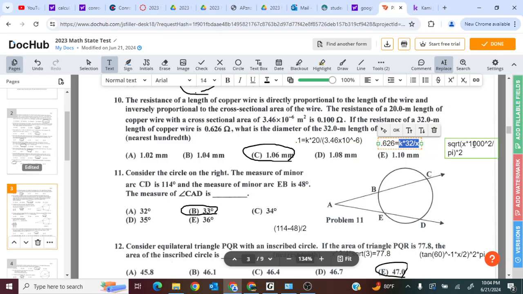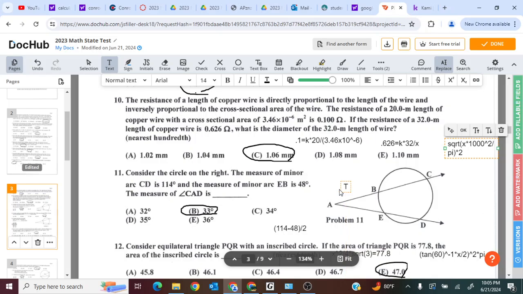Then you have to multiply by 100 squared to get to millimeters squared, and divide by pi because that represents the area of the circle that's being represented. And then multiply by 2 to go to radius from the area. Or sorry, radius to diameter after you square root the area over pi.